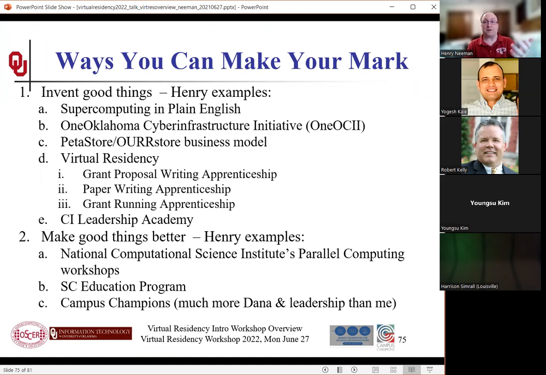And ultimately, we've done it for the whole world. Just put it out on Zoom. The One Oklahoma Cyber Infrastructure Initiative, Dana and I developed back in the late 2000s. It started as just an excuse to work together, and it's evolved into a model that other states have adopted, right? I created a business model for research data archiving, and we created the virtual residency.